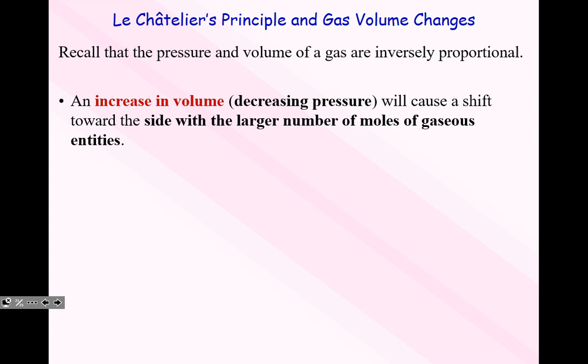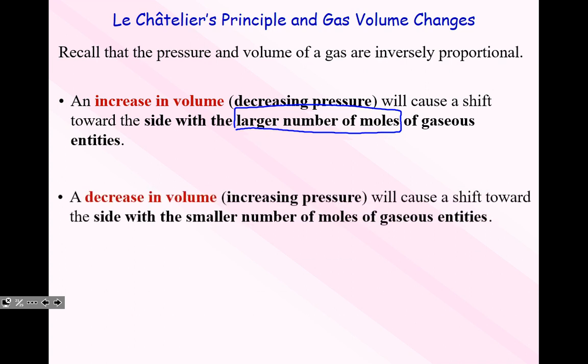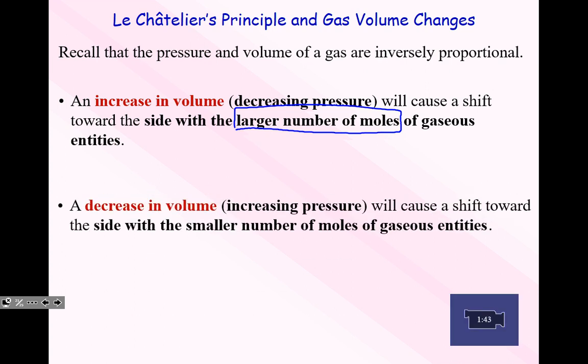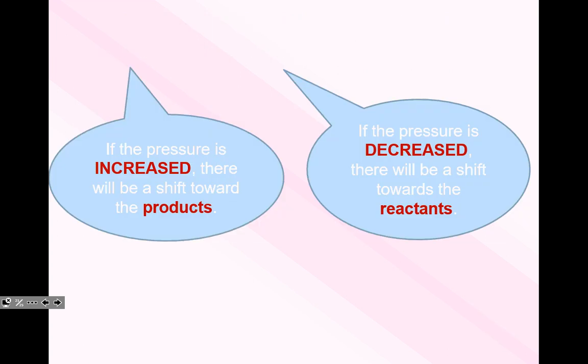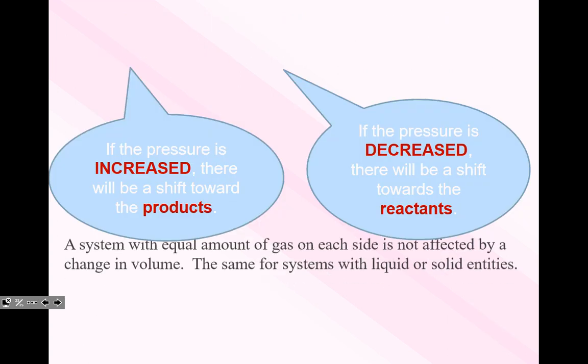This is what's important now. You have to actually count out how many total moles you have in the reactants of the gases as opposed to how many total number of moles of your products, okay? And a decrease in volume or an increase in pressure will cause a shift toward the side with a smaller total number of moles of gaseous entities. So here's an example.